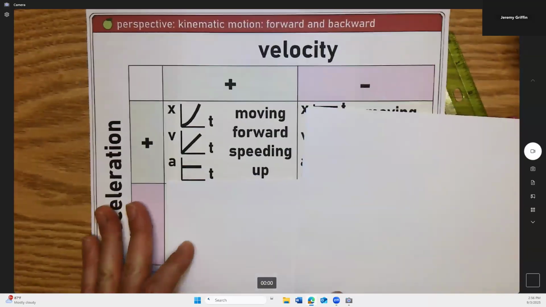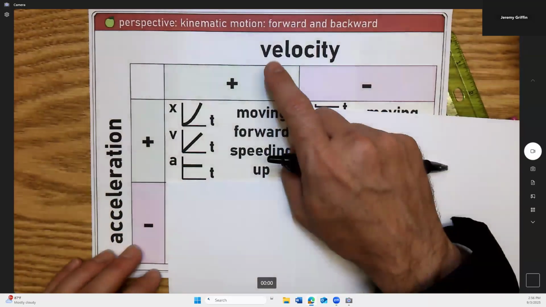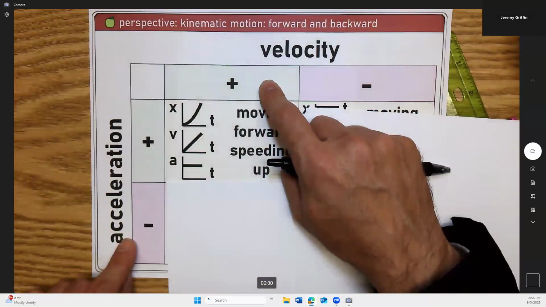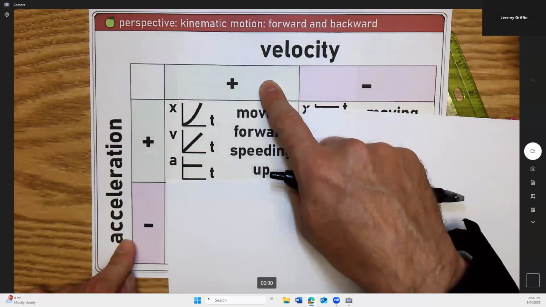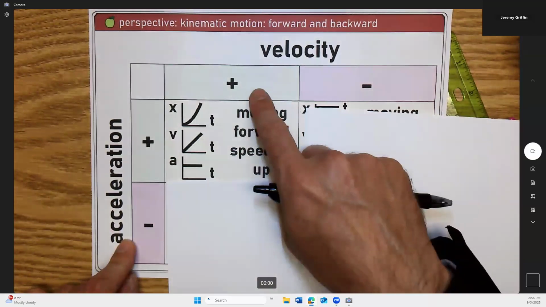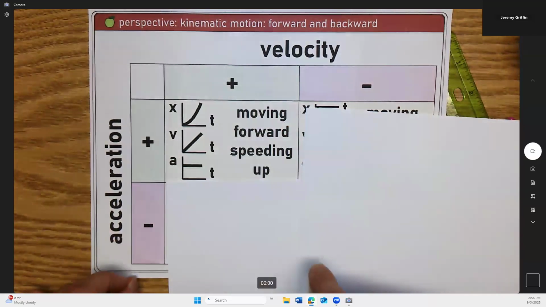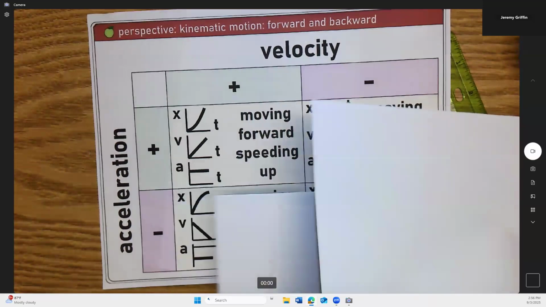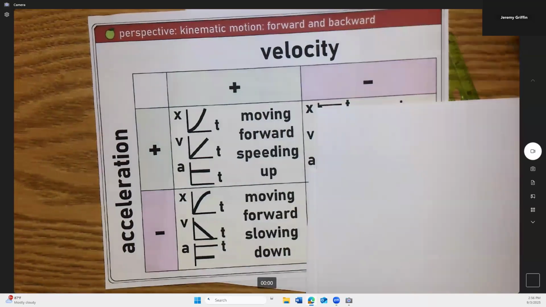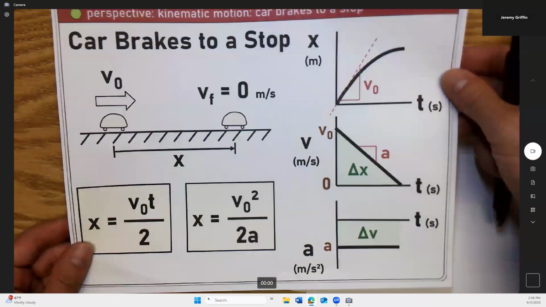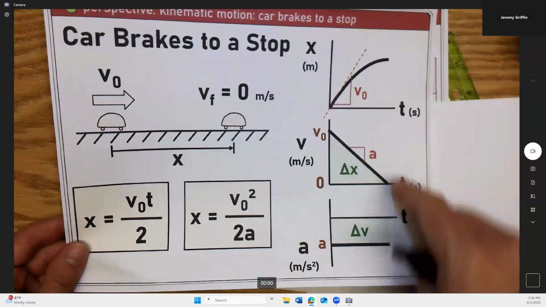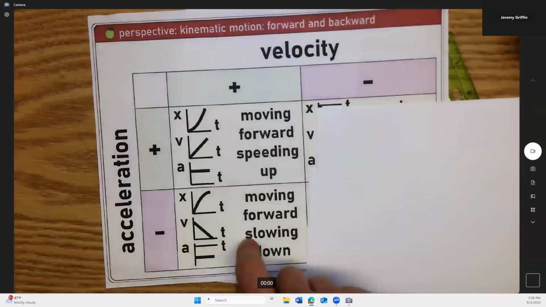Now, what if you have positive velocity with negative acceleration? Which direction are you moving? Forward. Yeah, you're moving forward, but how? Slowing down. Yeah, moving forward, slowing down. In fact, that's exactly what we just did. You have positive velocity but negative acceleration. That's that one right there.